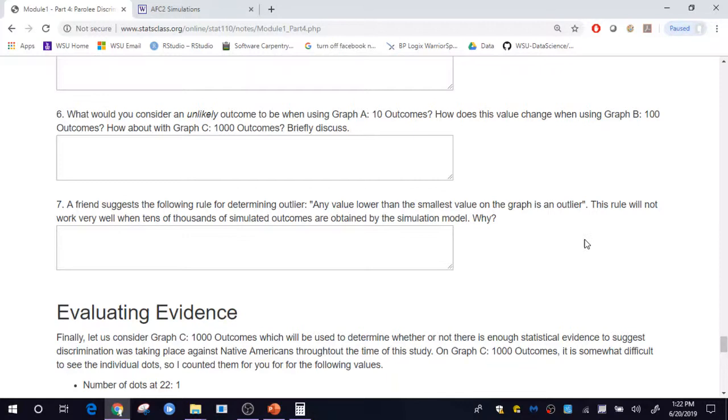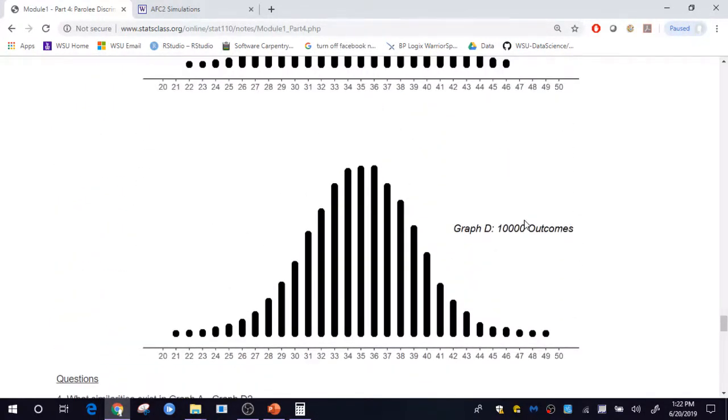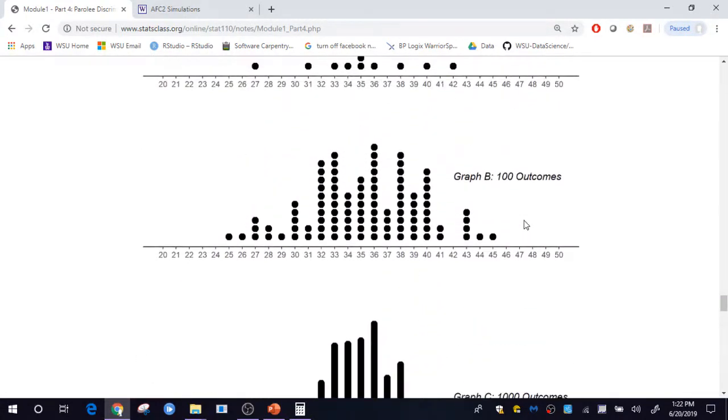I do want to talk about question 7 here. A friend suggests the following rule for determining an outlier. Any value lower than the smallest value on the graph would be considered an outlier. Now, this rule is not going to work very well when I have tens of thousands of simulated outcomes. So let's go back up here and look at the difference between maybe 100 simulated outcomes versus 1,000 versus 10,000.